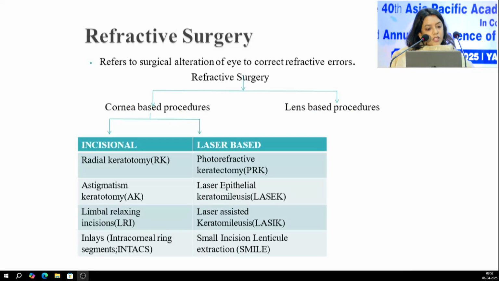Now, after all this, this is very important for planning any refractive surgery. We'll learn the basics about how to pre-operatively decide which patient is fit for refractive surgery and which is not. Refractive surgery can be cornea-based procedures or lens-based procedures. Here we will mainly be discussing the cornea-based procedures.